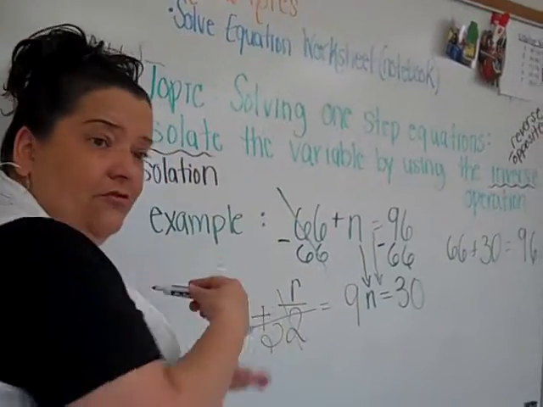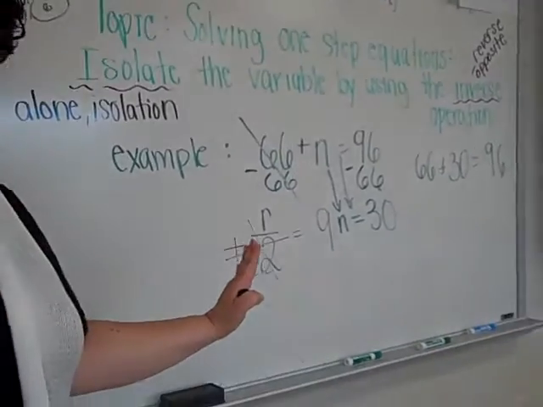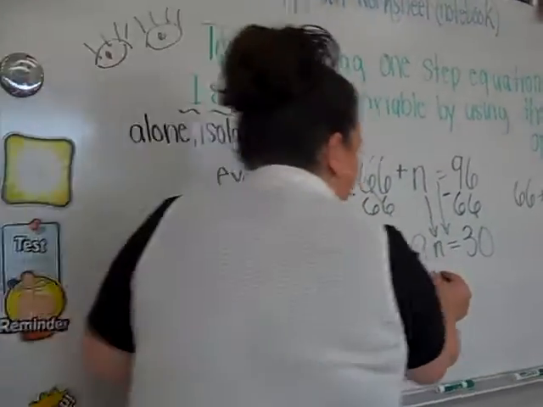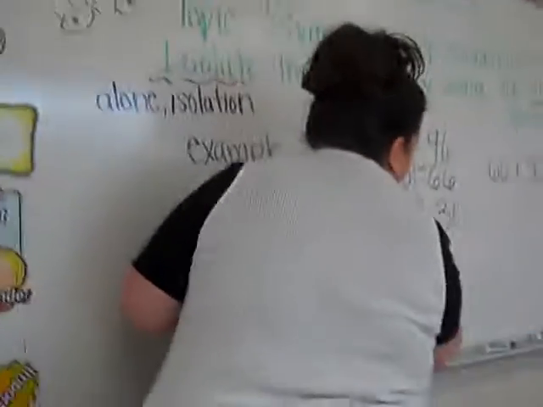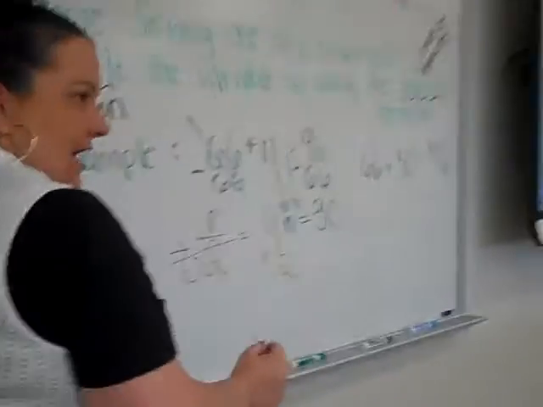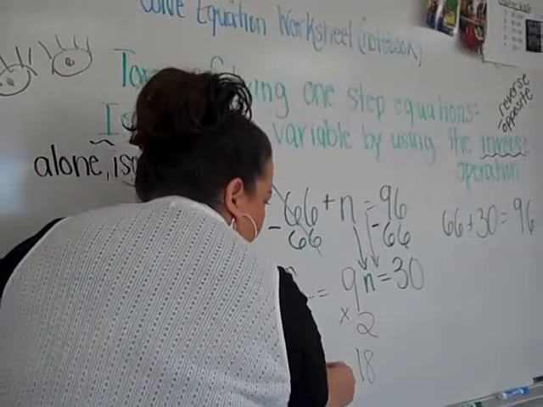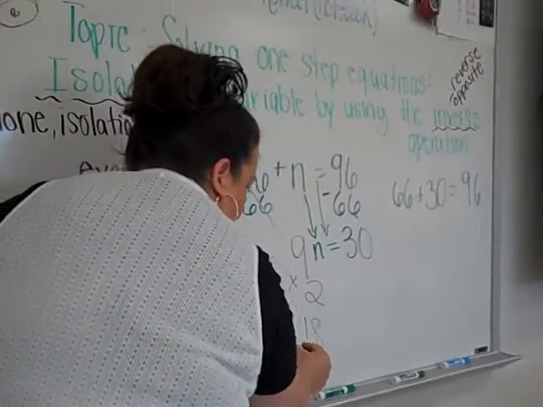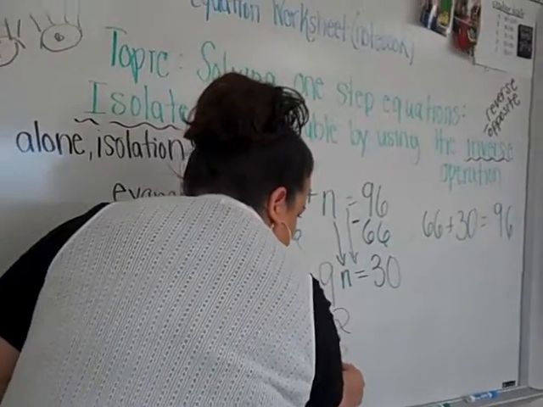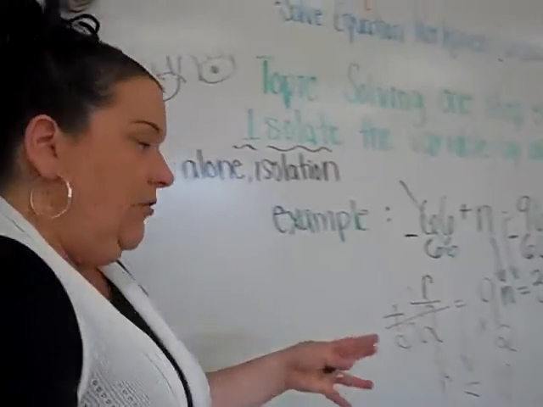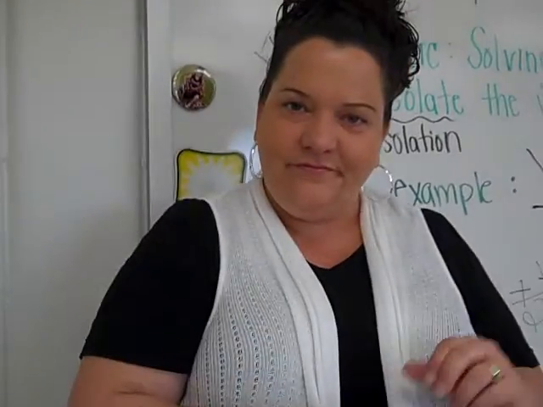And whatever I do to one side of the equal sign, I do to the other side. So I'm going to do times 2 over here. And what's 9 times 2? 18, good. Remember, we're going to bring down our r, that's by itself, and we're going to bring down our equal sign. So r would equal 18.